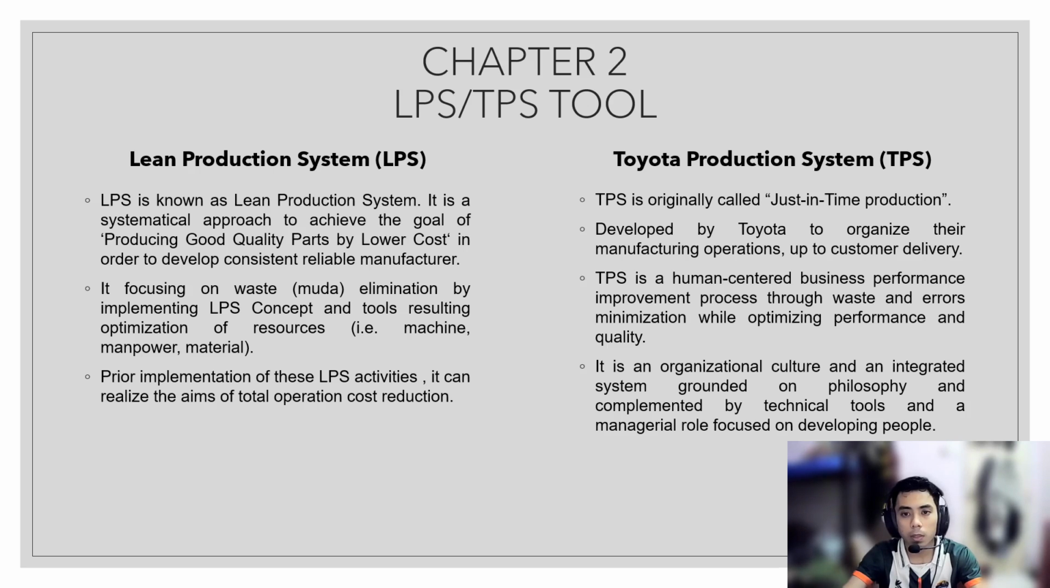For the Toyota Production System (TPS), TPS is originally called just-in-time production (JIT production). It was developed by Toyota to organize their manufacturing operations up to customer delivery. TPS is a human-centered business performance improvement process through waste and errors minimization while optimizing performance and quality. It is an organizational culture and an integrated system grounded on philosophy and complemented by technical tools and a managerial role focused on developing people.